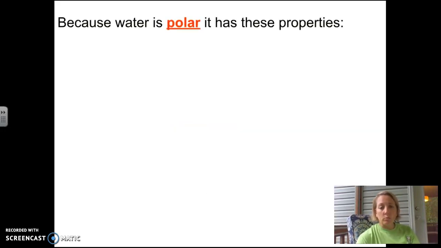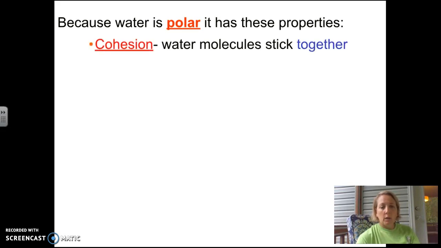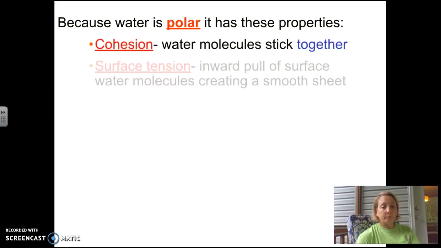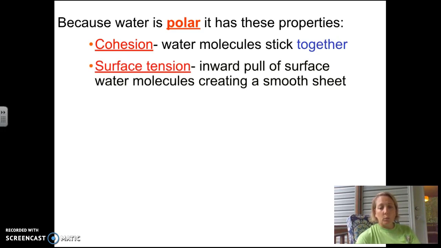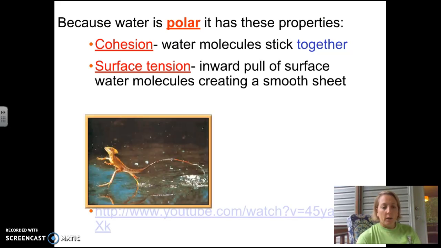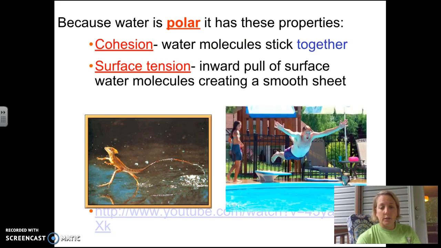Because water is polar, it has 3 distinct properties. One is cohesion. Water molecules like to stick together. Surface tension is the inward pull of surface water molecules creating a smooth sheet. For example, if you've ever seen a pond in the morning or a body of water that's really smooth across the top, that's the action of surface tension. We have certain animals that can walk across water because of the cohesion and surface tension, or when you do that belly flop into the pool, those water molecules stick together, which is why you hear that loud, obnoxious smack when you hit the water.